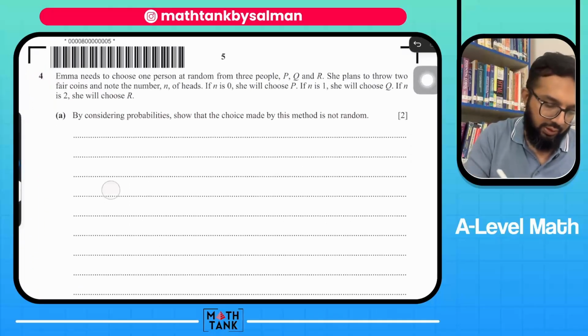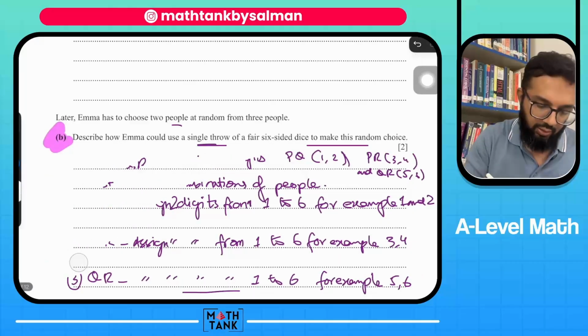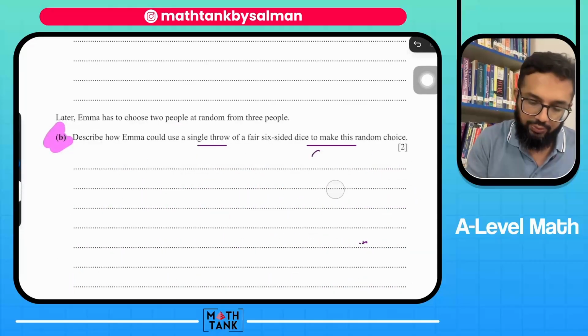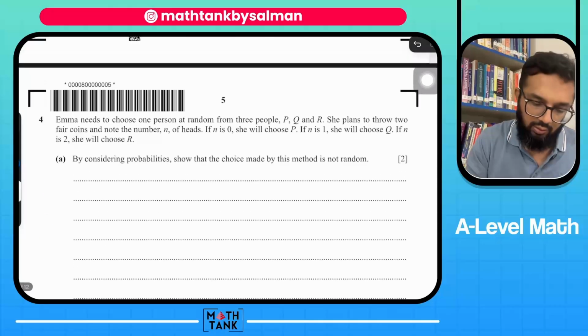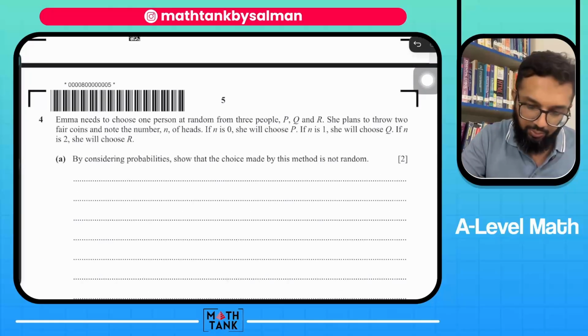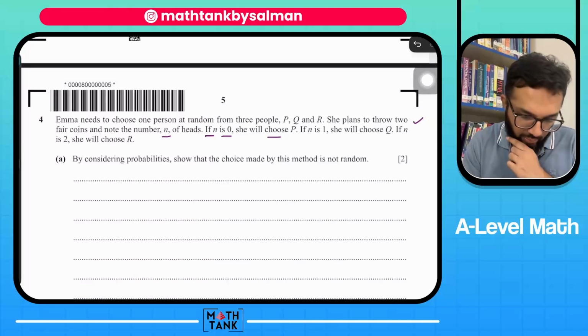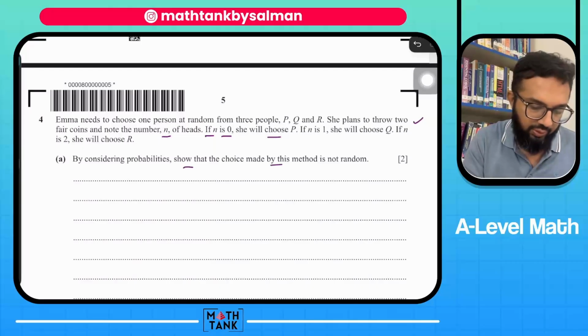Question number 4, it says Emma needs to choose one person at random from P, Q, R, and S. She plans to throw two fair coins and note the number n of heads. If n is 0, she will choose P. If n is 1, she will choose Q. If n is 2, she will choose R. Okay, by considering probabilities, show that the choice made by this method is not random.